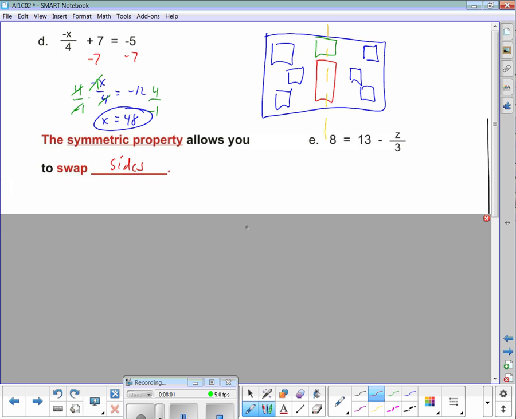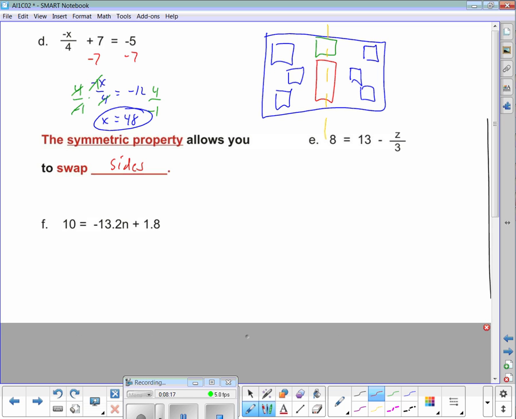In geometry next year, when you're doing geometric proofs, you will have to use the symmetric property at times to get things on the proper side. You take everything on the right and put it on the left, and everything on the left and put it on the right. So let's do the symmetric property here to E. We'll do 13 minus z over 3 on the left and the 8 on the right.